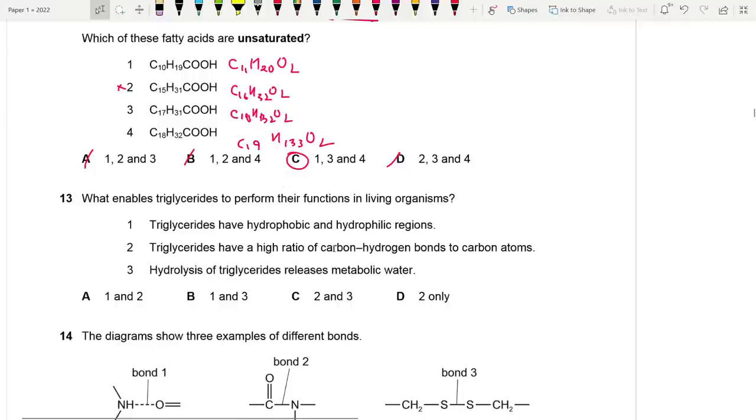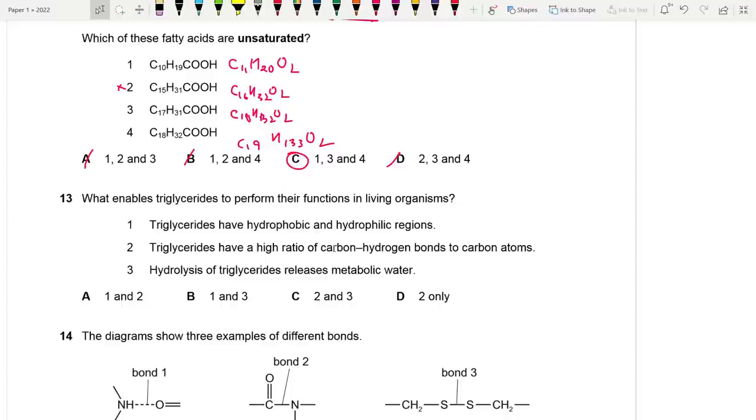Okay. What enables triglycerides to perform their functions in living organisms? Triglycerides have hydrophobic and hydrophilic regions. This isn't the function of a triglyceride. That's the function of a phospholipid, right? So 1 isn't correct. Triglycerides have a high ratio of carbon hydrogen bonds to carbon atoms. This is true. That's why we can easily get energy from them. A lot of energy can be stored. You'll learn more about this in A2.